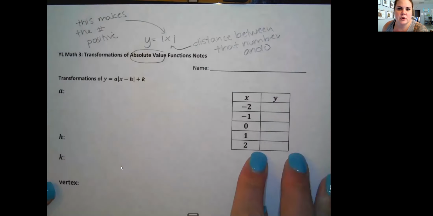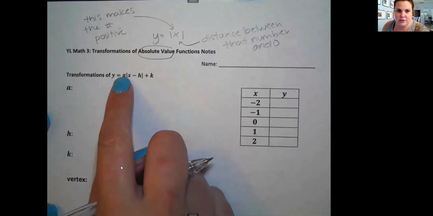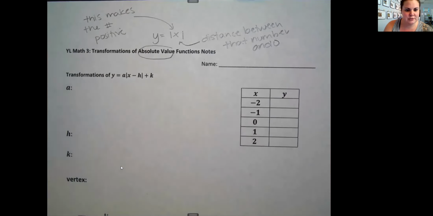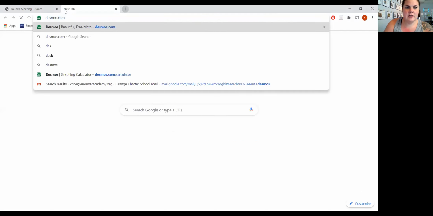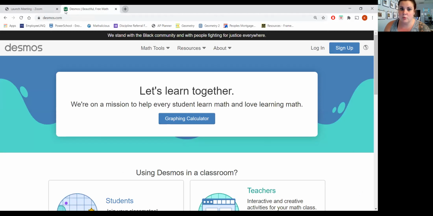All right, so the reason why I'm recording this video with Zoom is because I want to show you how to graph these on Desmos, specifically with having numbers in as a, h, and k, so you guys can see how to use Desmos with sliders. So if you go to desmos.com, you should be able to do it from a computer or from your cell phone. It's pretty mobile friendly. The app is pretty good.